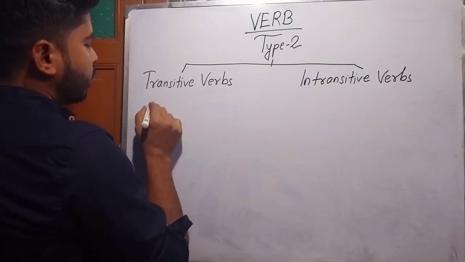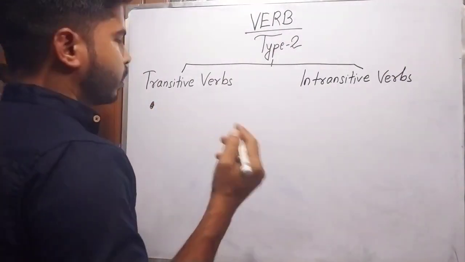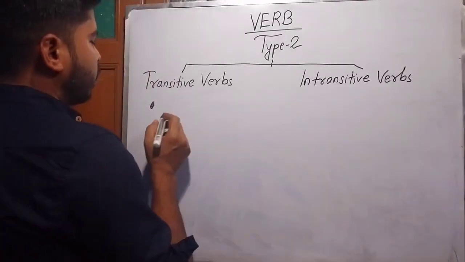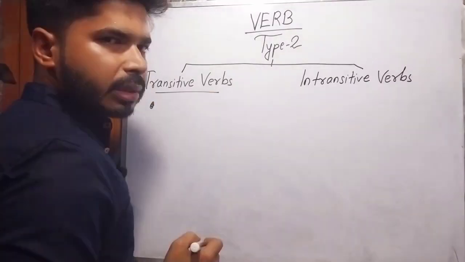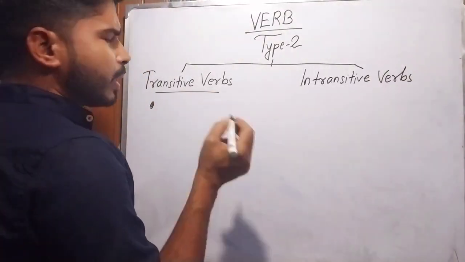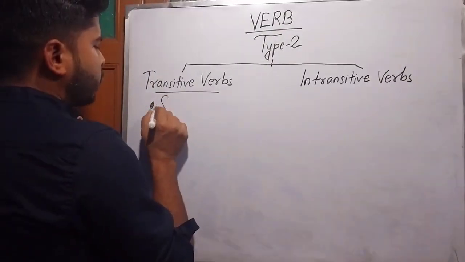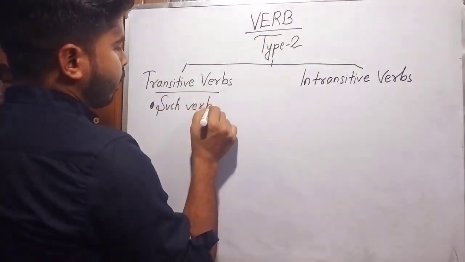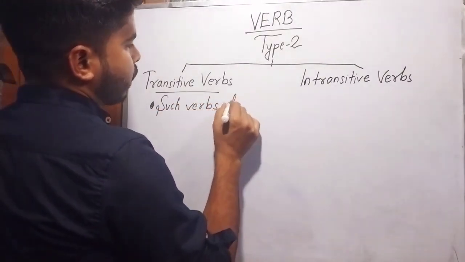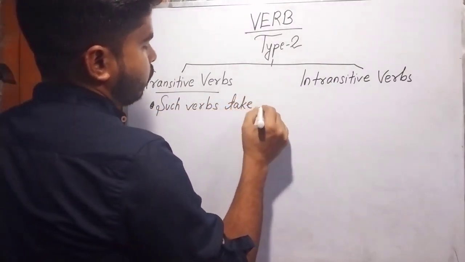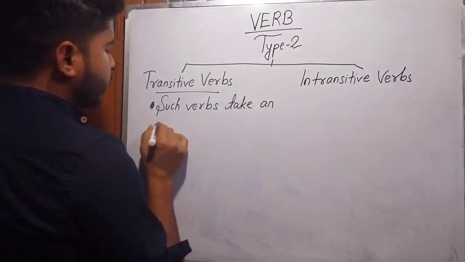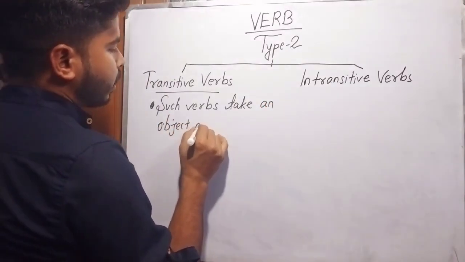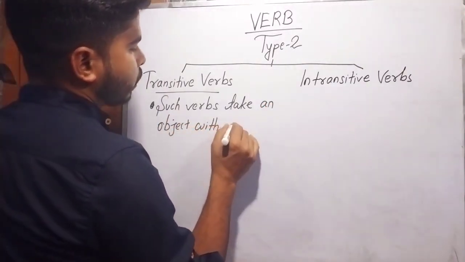So, to identify transitive verbs, you always have to remember that transitive verbs, or you can say such verbs, take an object with them.